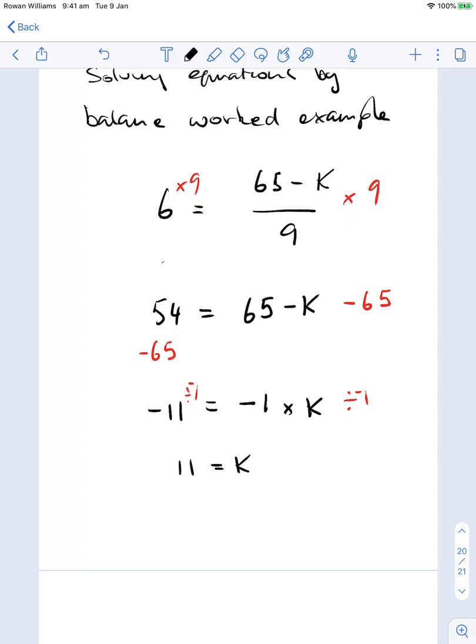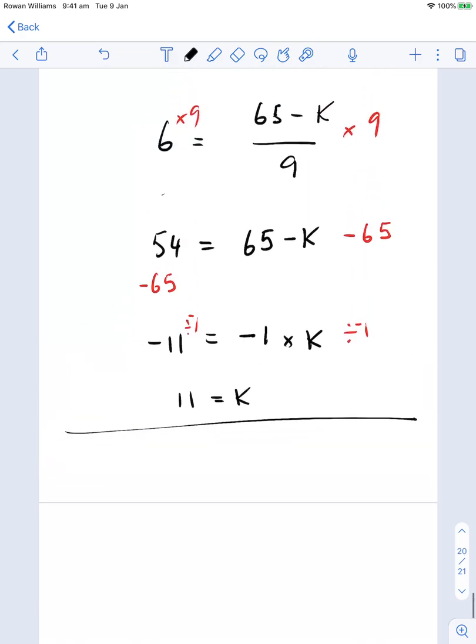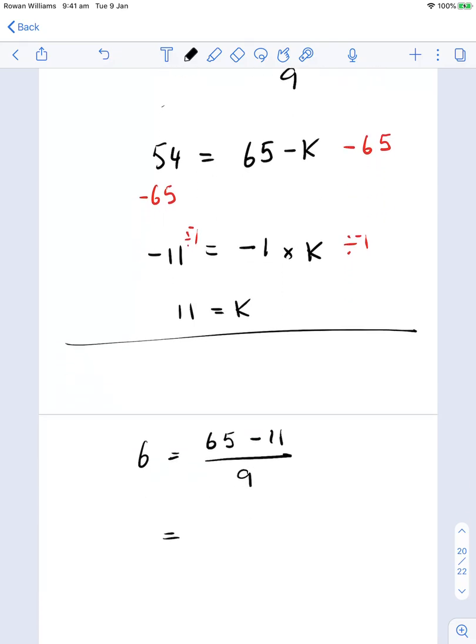That would be my answer, and now I could substitute that in if I wanted and check to see if it works, which we might as well do. If I had 6 equals 65 minus 11, I've just put in where there was k, I've put in 11, divided by 9. Let's look at this right-hand side. The left-hand side isn't going to change. 65 take 11 becomes 54 divided by 9. 54 divided by 9 equals 6. Left-hand side equals right-hand side. Fantastic.